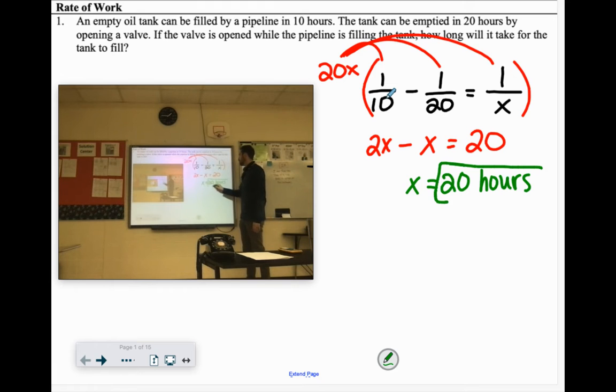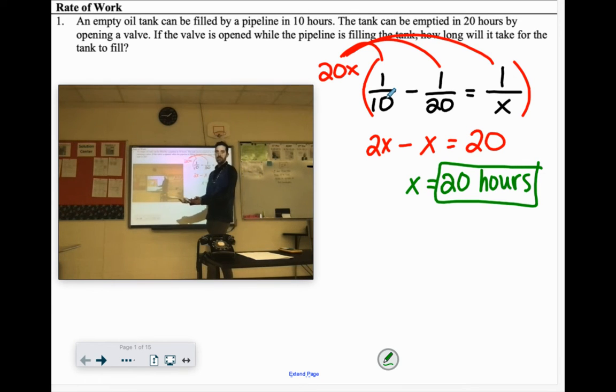Which makes sense, because it's draining half of the oil I'm putting in there, right? If I can fill it in 10 hours, and it's draining in 20 hours, it drains half as quickly as I can fill it. So in 10 hours, it's going to drain out 5 of those gallons. I don't know. And then in 20 hours, it would have drained out 10, leaving me with the 10 full tank. 10-hour full tank.